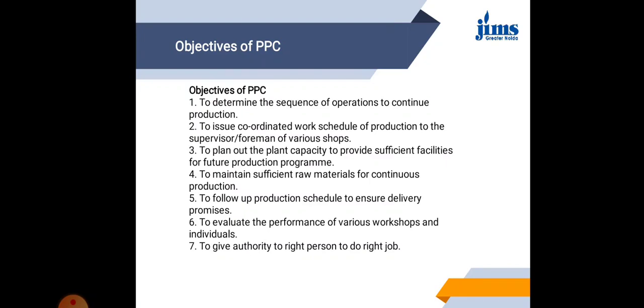This particular aspect is taken care of by the control element of production planning and control, as normal control is implemented to check and evaluate the performance. Similarly, the production control evaluates the performance of various workshops and individuals at the plant or in the factory.